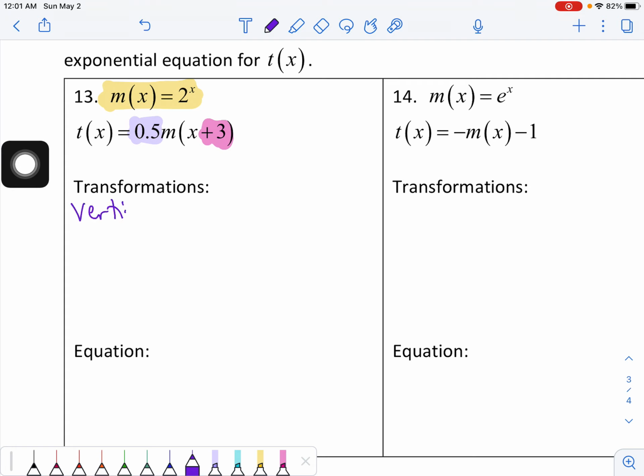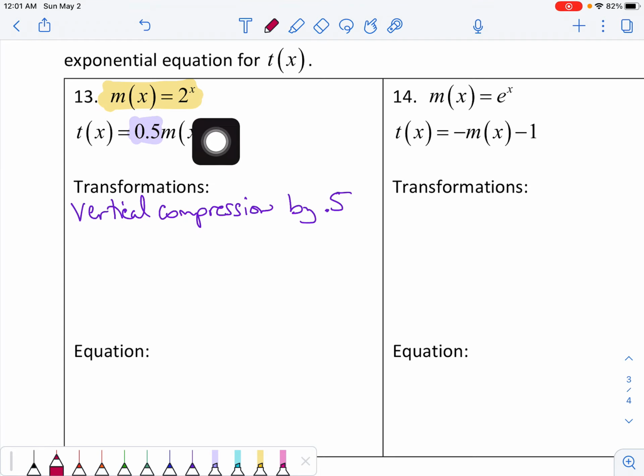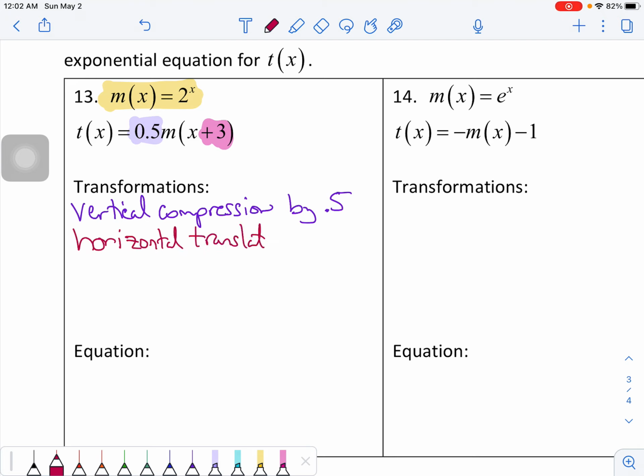We're going to do a vertical, let's spell it right, a vertical compression by 0.5 or just 0.5. The reason it's compression is because that value is less than 1. The last piece here is this x plus 3. This is inside the argument with x, so that is going to be a horizontal translation, and it's going to be opposite what you think it would be, so that's going to be to the left 3 units. All right, so those are the two transformations.